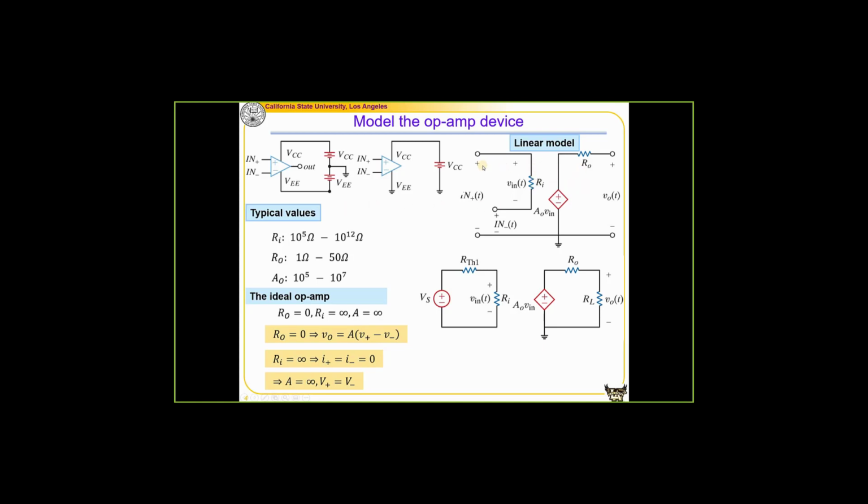And the output here is the amplification gain times the same sign of V plus and a negative sign of V minus. Assumption three: A is equal to infinity. When A is equal to infinity, the output becomes an infinite number times the difference. So that is the conclusion that we get. For the ideal op-amp model, I plus is equal to I minus is equal to 0, and V plus is equal to V minus.